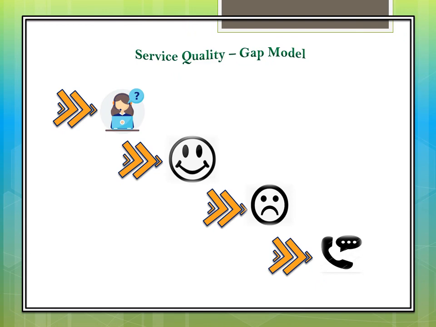Service quality gap model. Customer service is largely a function of perception and customer expectation and the service actually provided. If the service provided meets customer expectation, then the customer is satisfied. If the service provided is not up to the customer expectation, then the customer is dissatisfied. This dissatisfaction arises due to gaps that arise in the customer service.